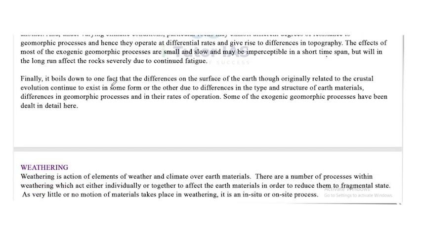Finally, it boils down to one fact that the differences on the surface of the Earth, though originally related to crustal evolution, continue to exist in some form or the other due to differences in the type and structure of Earth materials, differences in geomorphic process and in their rates of operation. Some of the exogenic geomorphic processes have been dealt in detail here.